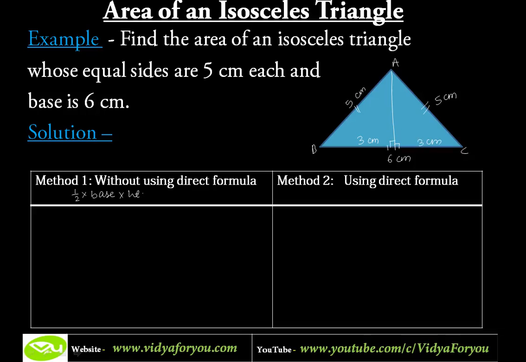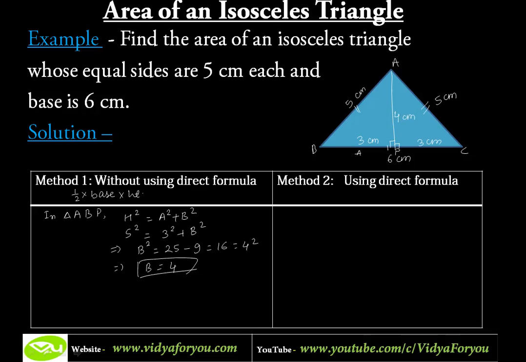Now if we talk about triangle, let's give the name as P, ABP, hypotenuse square is equal to a square plus b square. Hypotenuse is 5, so 5 square is equal to, we can assume this as a, so this is 3 square plus b square. So this will give you b square is equal to 25 minus 9 is equal to 16 is equal to 4 square, that is b is equal to 4. So basically height you got as 4 cm.